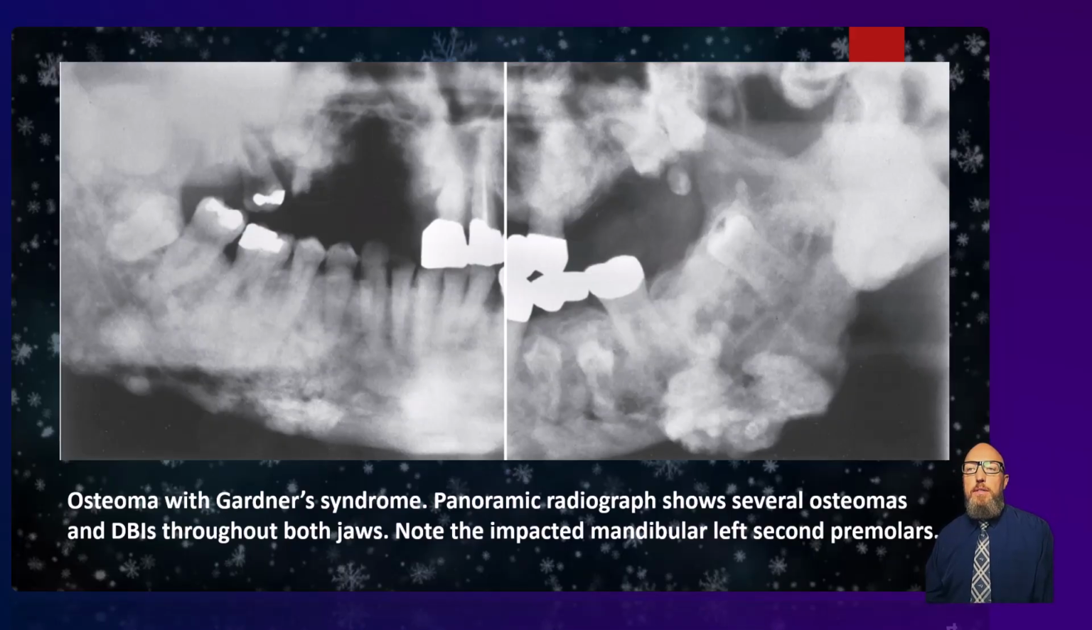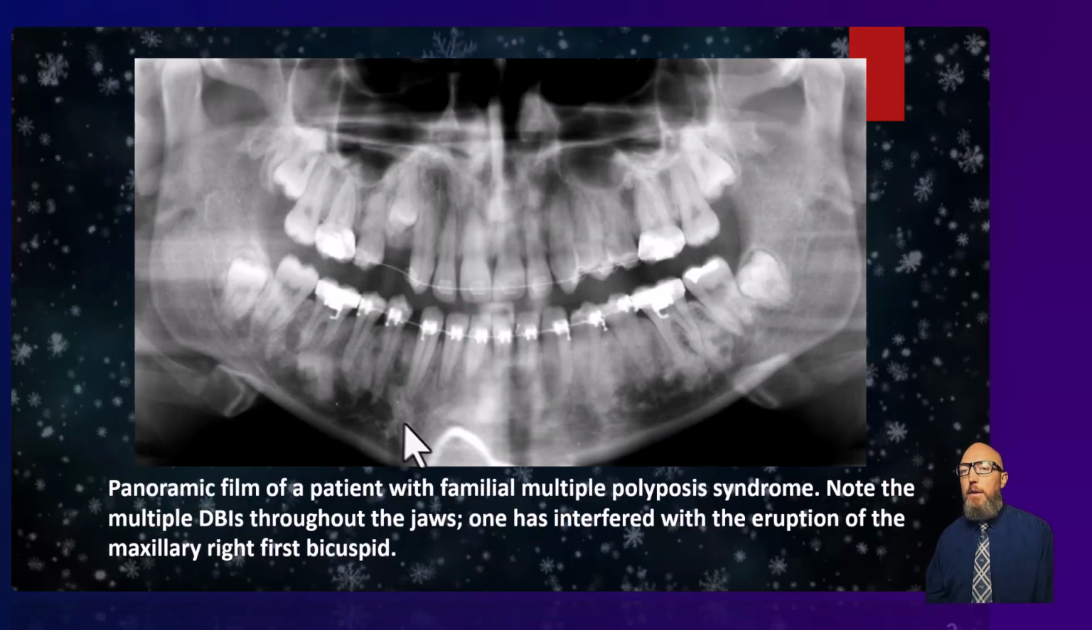All right, here's an example for you. Multiple osteomas and dense bone islands throughout both jaws. And note the impacted mandibular left second molar. And note some impacted teeth here, the mandibular premolars. That combination, multiple dense lesions together with impacted teeth, is characteristic of Gardner's. Another example, this one not quite as pronounced as the previous one, but more of the same, multiple dense bone islands. And one of these has obstructed eruption of the maxillary right premolar.